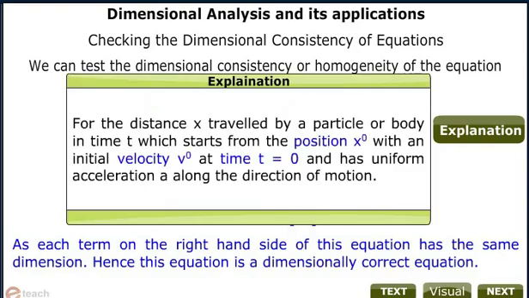This is the equation for the distance x traveled by a particle or body in time t, which starts from the position x0 with an initial velocity v0 at time t equals 0 and has uniform acceleration a along the direction of motion.